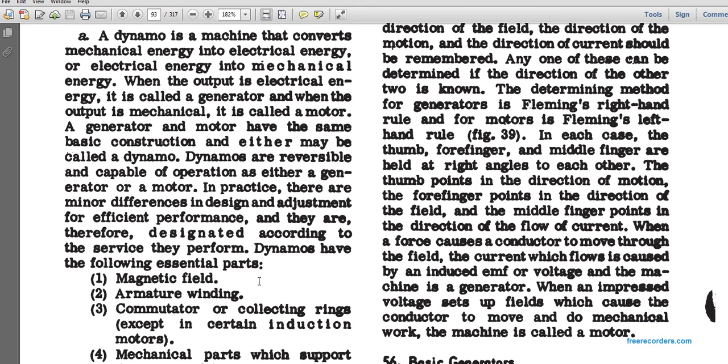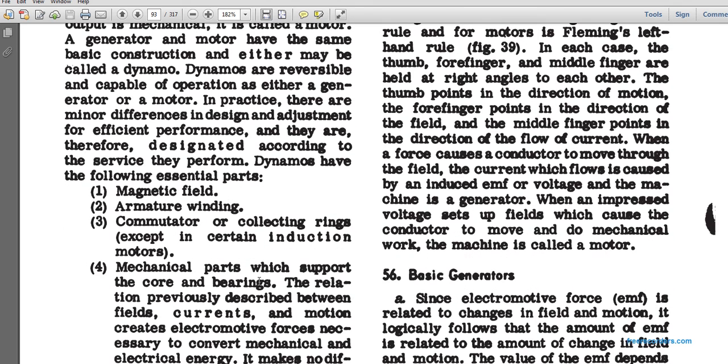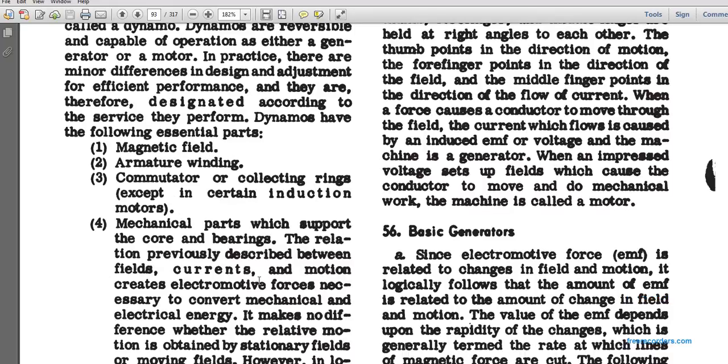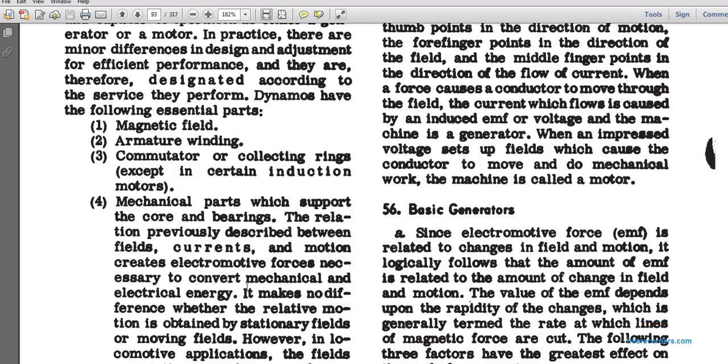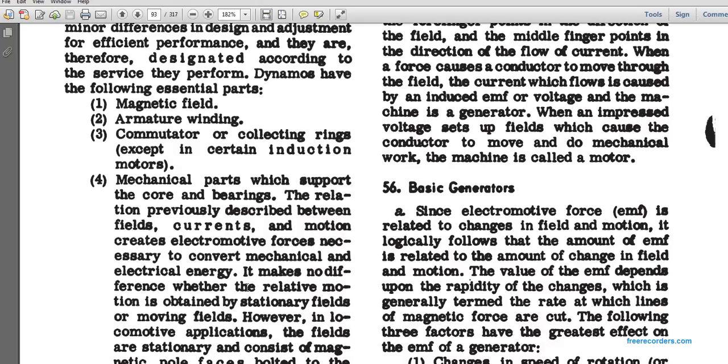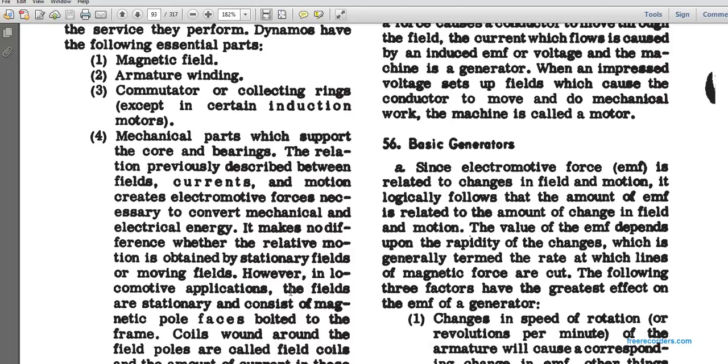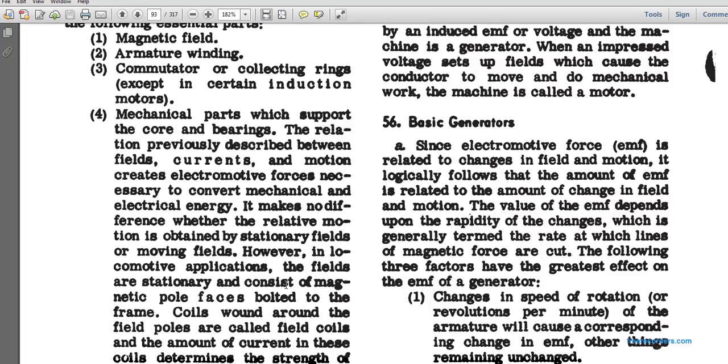Dynamos have the following essential parts: magnet field, armature winding, commutator, collecting rings, except for certain induction motors, and mechanical parts that support the core, bearings. The relationship previously described between the field, currents and motion: current creates an electromotive force necessary to convert mechanical and electrical energy. It makes no difference whether relative motion is obtained by stationary fields or moving fields. However, in most applications the fields are stationary, consistent with the magnetic pole faces bolted to the frame.